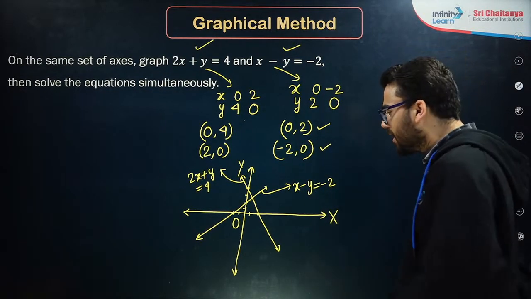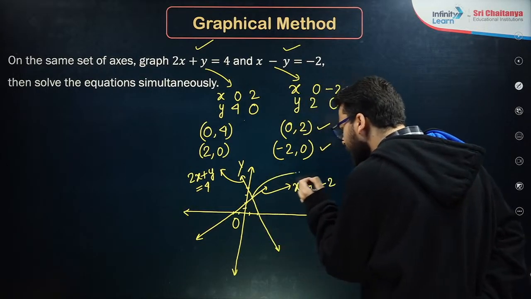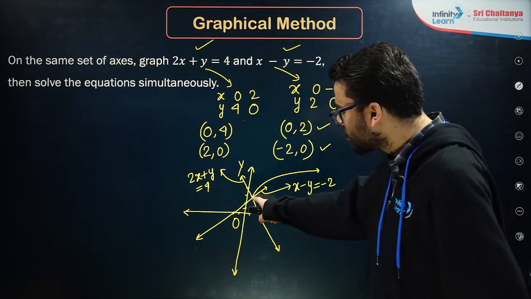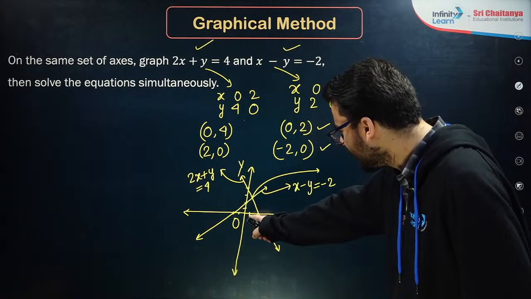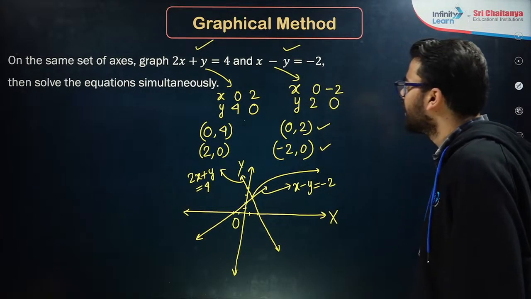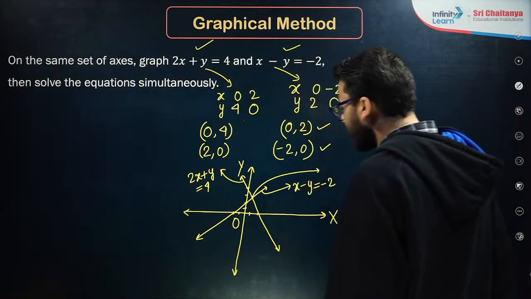So you see, the coordinates of the point of intersection will be the solution. I don't know it actually because I don't have the graph paper. But I guess, I feel, is it 1, 3? No, 1, 3 is not going to work. Okay, I don't know.